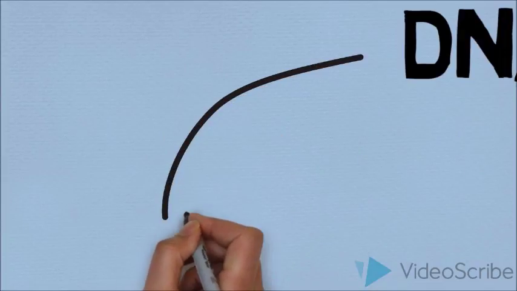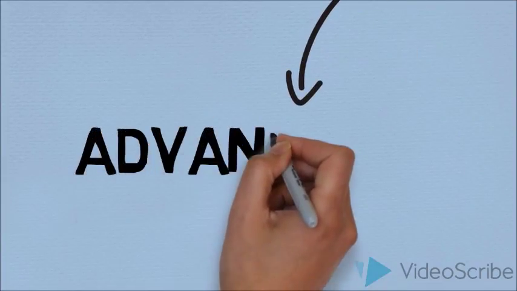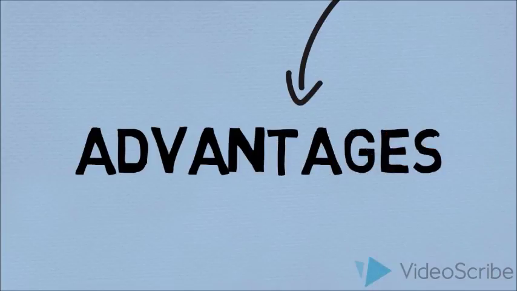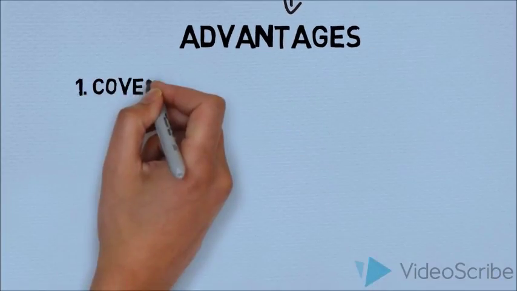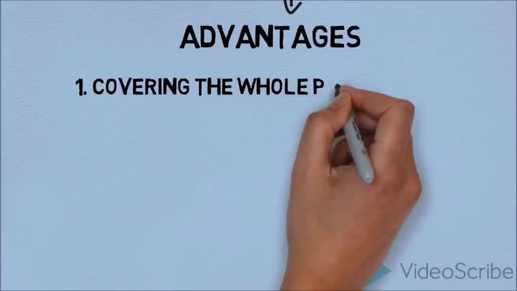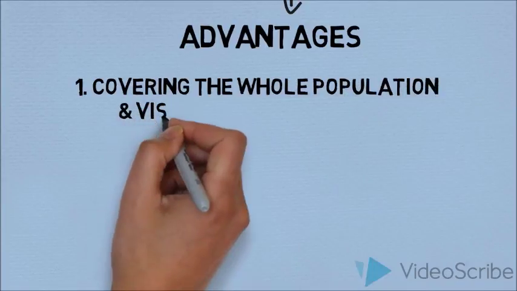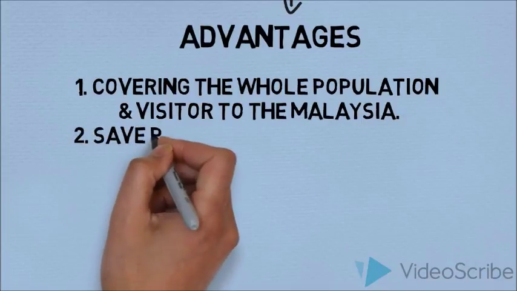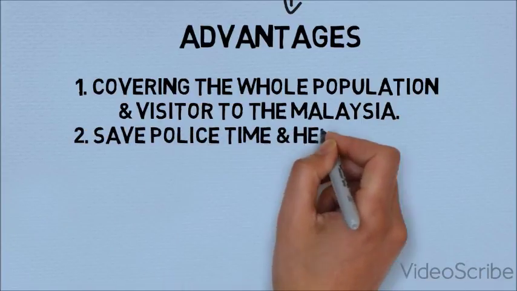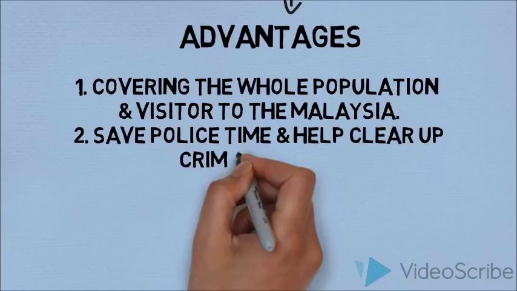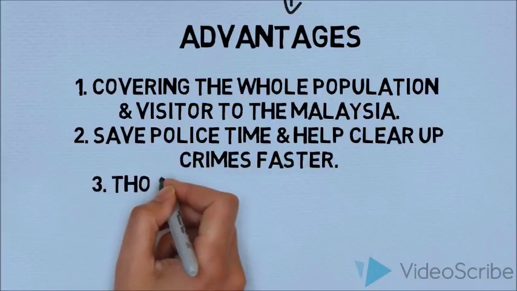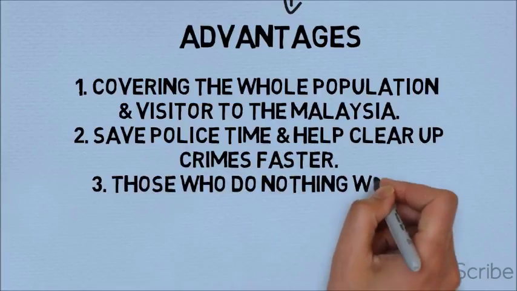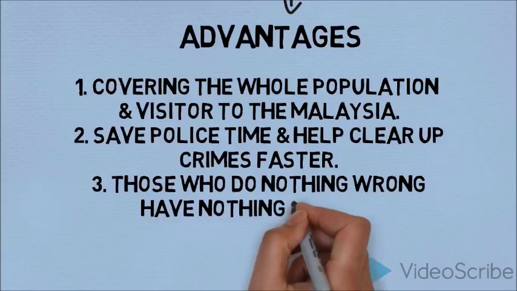Now I'll be talking about the DNA database. The advantages of a DNA database are: the first one is the covering of the whole population and visitors to Malaysia. The second one is to save police time and help clear up crime faster. The third one is that those who do nothing wrong have nothing to fear.